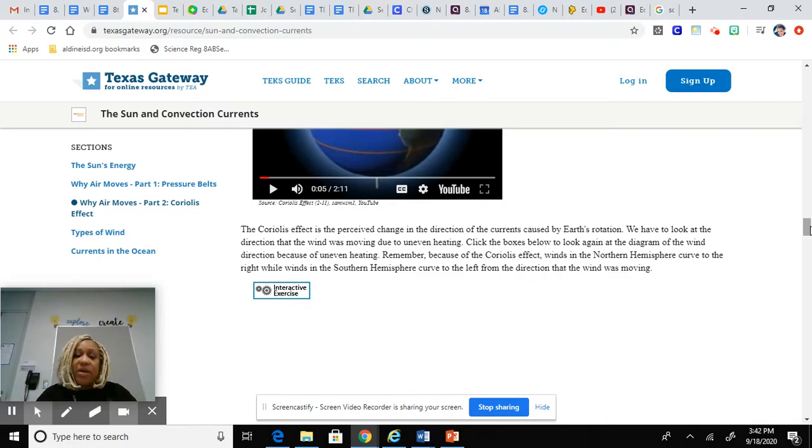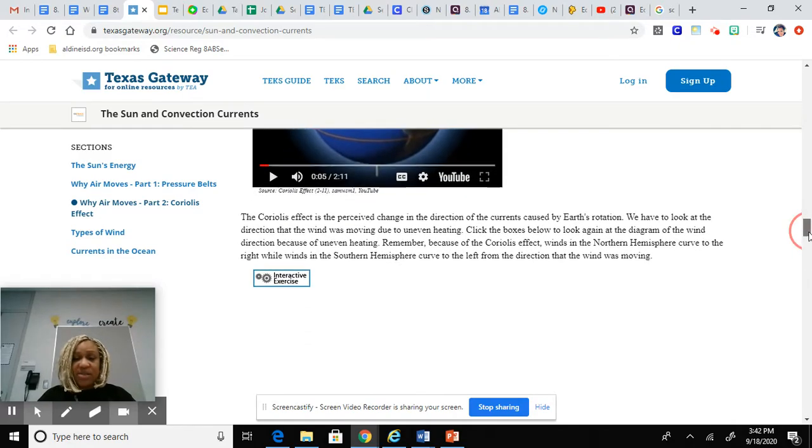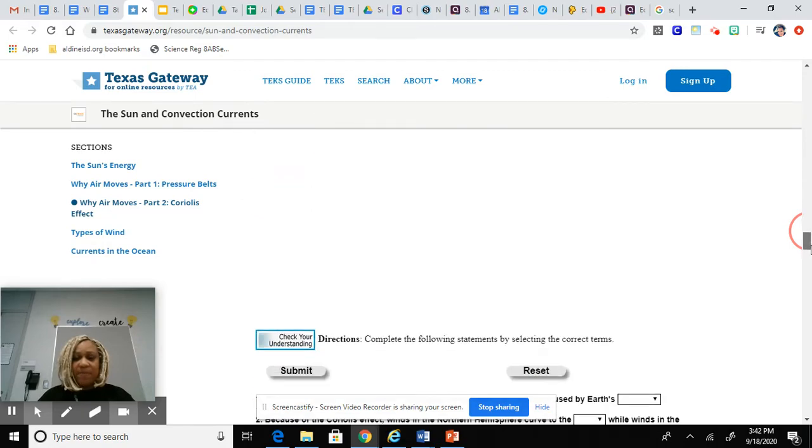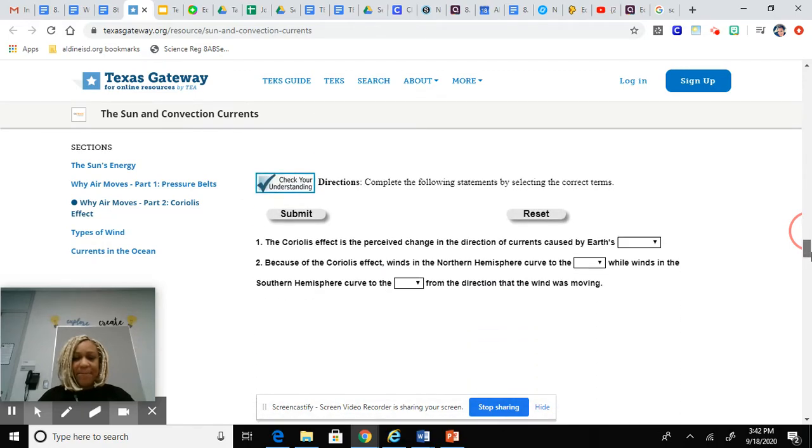Okay? We have to look at the direction that the wind was moving due to uneven heating. So you're going to click the boxes below to look again at the diagram of the wind direction because of uneven heating. Remember, these are your interactive exercises. You are going to complete them. Okay? Then you have another check your understanding here.